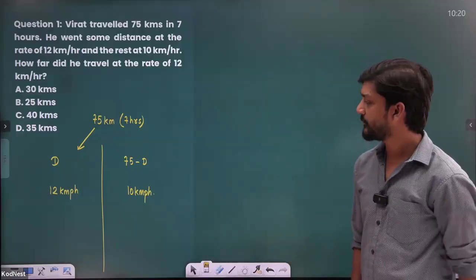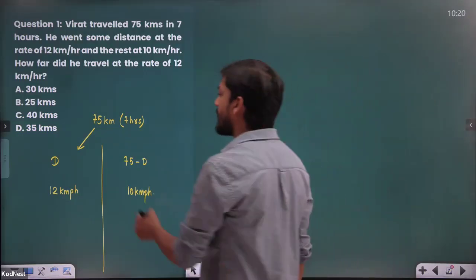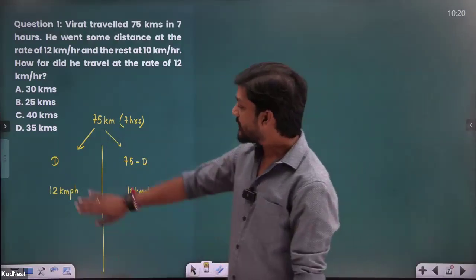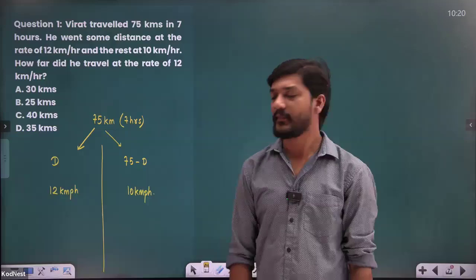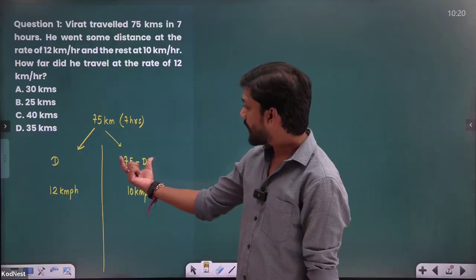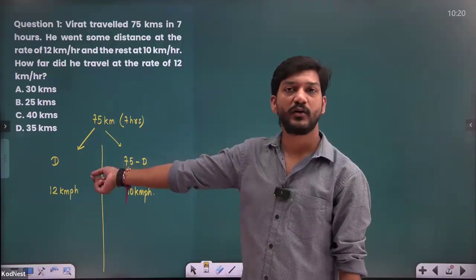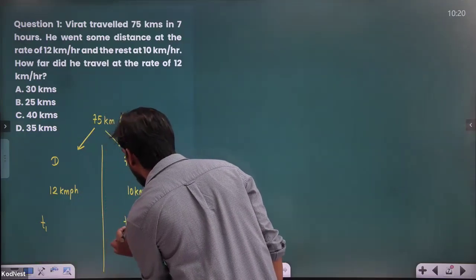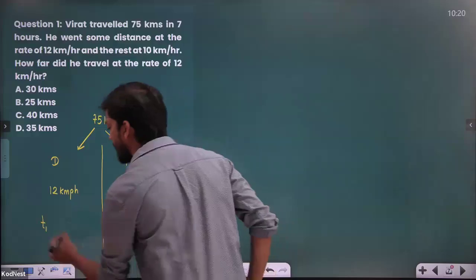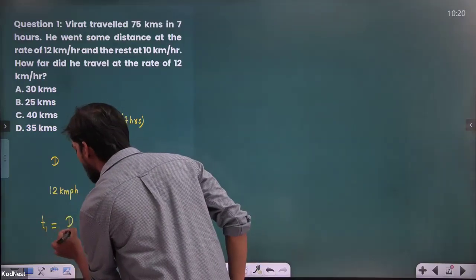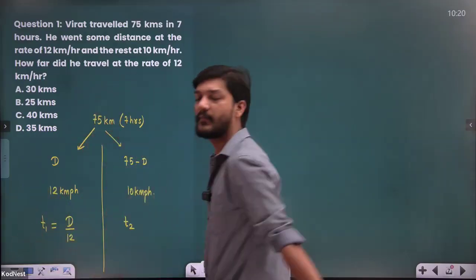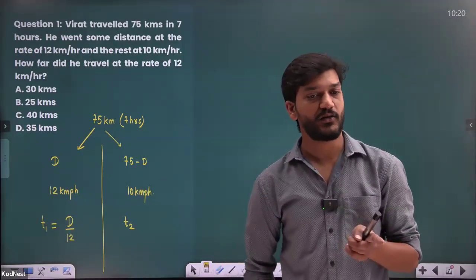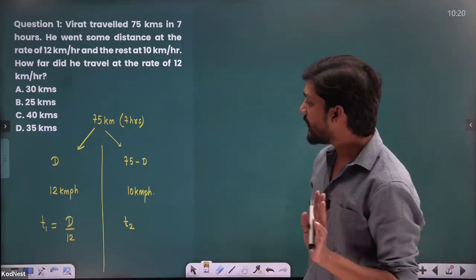All right. Now, I don't know why the students fear to apply this. My dear, distance is unknown. I know this. Here also, distance is unknown. But even if distance is unknown, time T1, T2, suppose I'm saying. So time, can you write as D by 12? Can you write or not? D by 12. Distance upon speed. Yes or not?